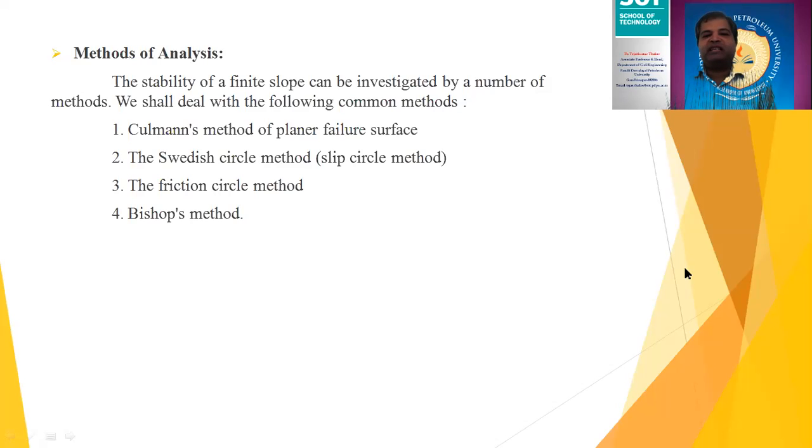Today we are going to see this particular method in detail. Third method, which is called the friction circle method, and the fourth method, which is the Bishop's method. In your syllabus, we are going to put this particular method, which is second and third together, right? Rest of the methods are just for the information.